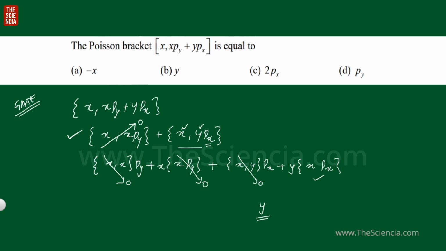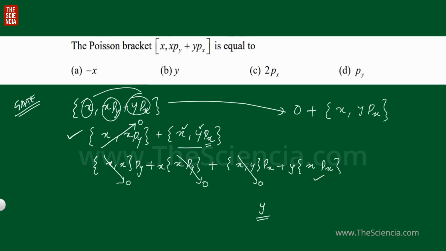That is, if a variable is present but its conjugate momentum is not present, then that Poisson bracket definitely will be equal to 0. So when rewriting this equation, when we are making a combination with x and xpy, that will definitely be 0. Plus, now we have to make a combination with x and ypx. So x is there, px is there. So we have to take that combination, that is ypx. Okay, so it is easy. Now we have to solve only this portion. So that is also very easy.